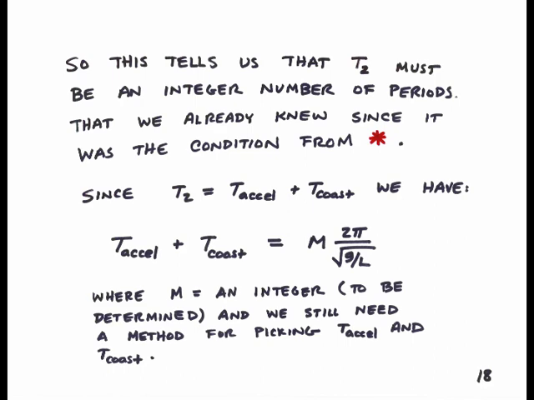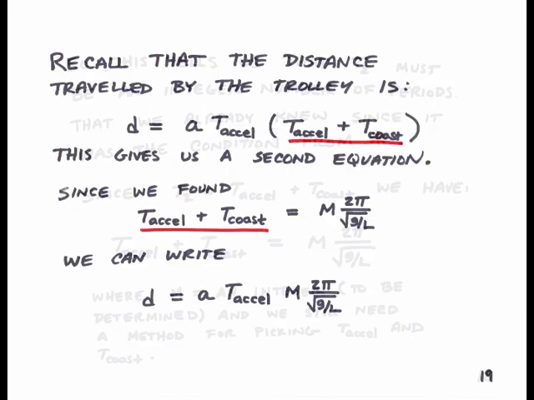I'd like you to think for a moment about this condition. First, we don't know m yet. We do know it's an integer, but we still have to pick it. Second, this is one equation in two unknowns, t acceleration and t coast. So even if we have picked m, we need some way of deciding what values of t acceleration and t coast to pick amongst all those that satisfy this equation.